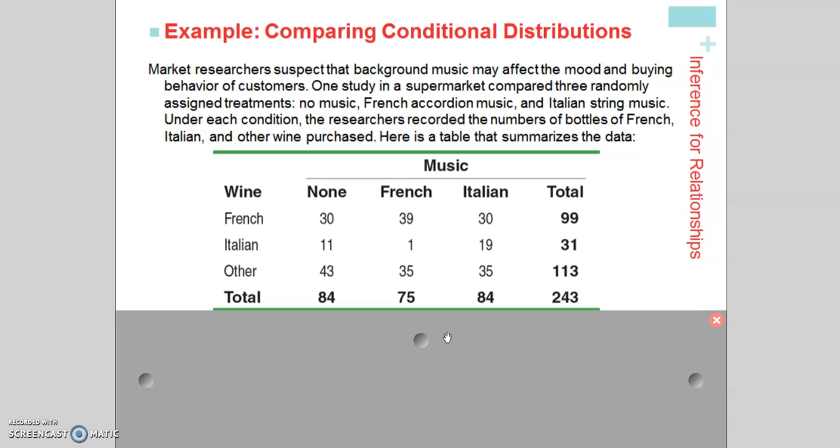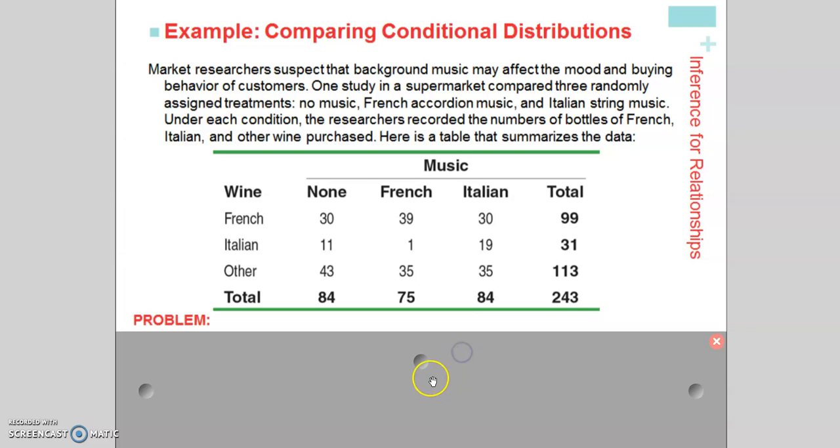They had no music playing, they had French accordion music playing, and they had Italian string music. Now, under each of these conditions, the researchers recorded the number of bottles of French wine, Italian wine, or other wine purchased. And then here's a table that summarizes the data. So for example, when no music was being played, they sold 30 bottles of French wine, 11 bottles of Italian, and 43 bottles of other wine for a total of 84 bottles, and so on.